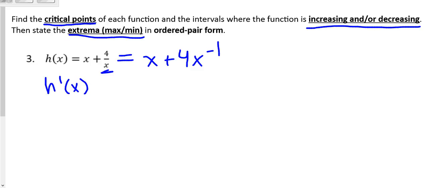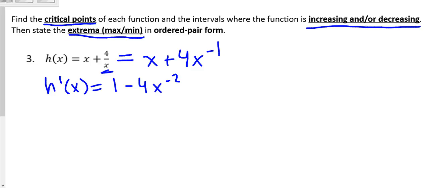So h prime of x, the derivative of x is 1. Then I use the power rule here instead of the quotient rule. You could do the quotient rule with 4 over x, but it would be long and unnecessary. So you might as well use your exponent rules to rewrite it. Use the power rule to get a negative 4x to the negative 2. So this is my derivative.